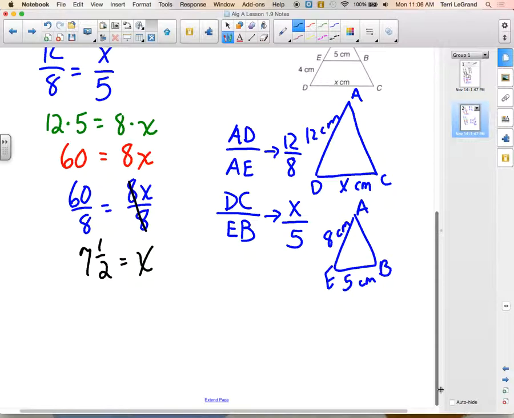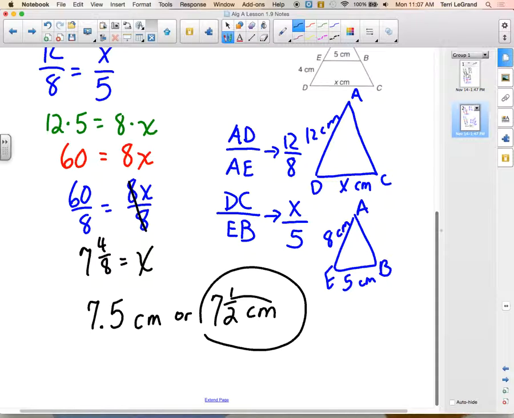I actually get, and I should put what I got in the first place, the way I did it without a calculator, I got this. What's another name for 7 and 4/8? 7.5. Okay, 7 1/2. And what is the label on these? Centimeters. Whichever one or the other of these, I would probably go with the fraction because I just happen to like fractions better than decimals.